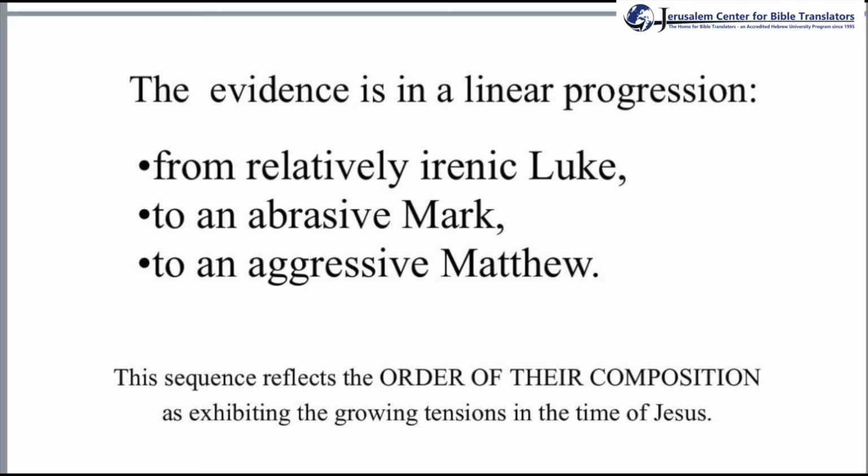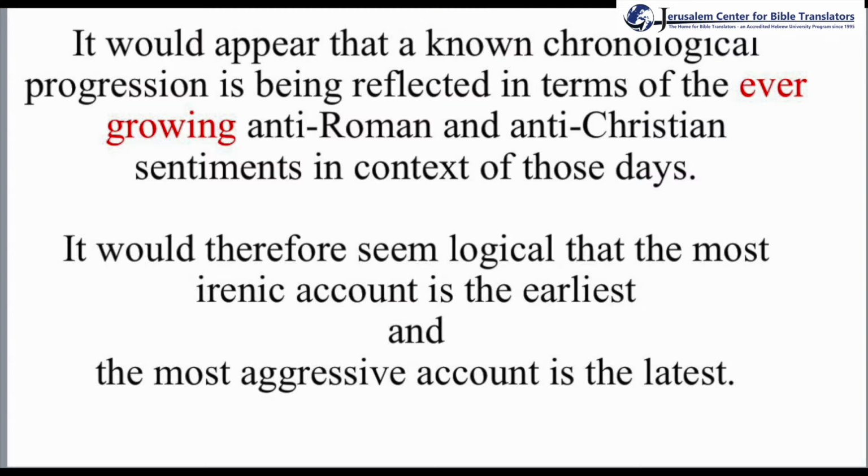And so this sequence reflects the order of their composition in terms of exhibiting the growing tensions in the time of Jesus. It would appear that a known chronological progression is being reflected in terms of the ever-growing anti-Roman and anti-Christian sentiments in the context of those days. It would seem logical that the most irenic is the earliest, and as things got worse, the most aggressive account would be the latest.